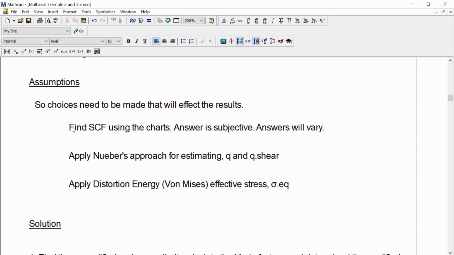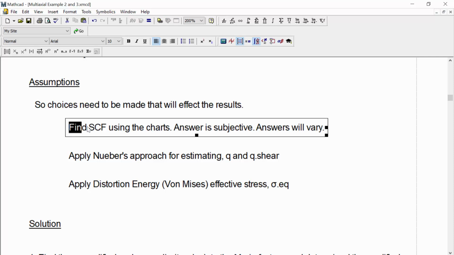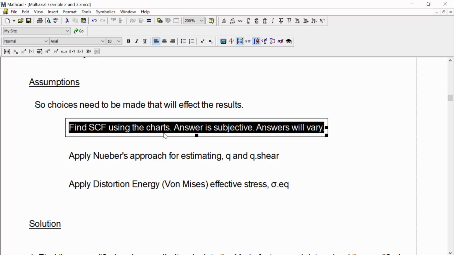So here we're going to list what our assumptions are. For finding the stress concentration factors, we're going to use the charts. We're going to graphically plot up and over. So the answer we're going to get is subjective, and it's going to vary from person to person.